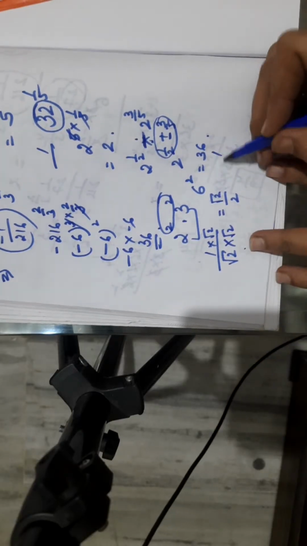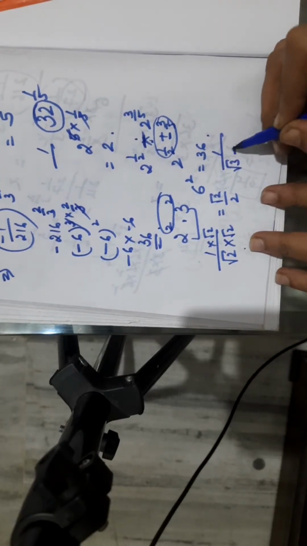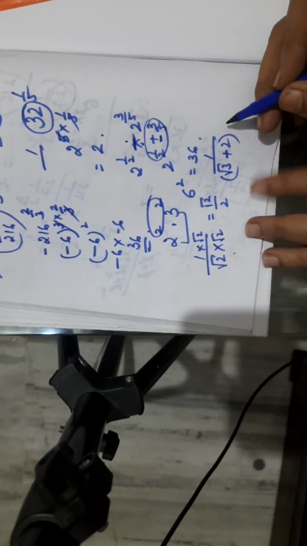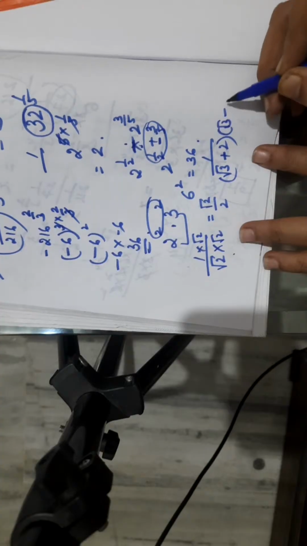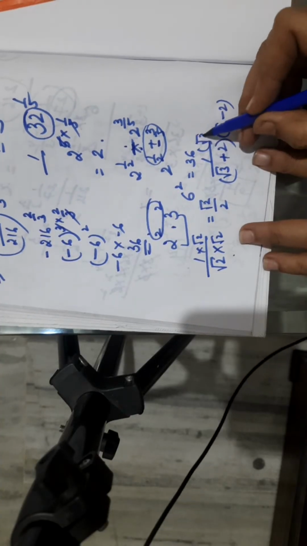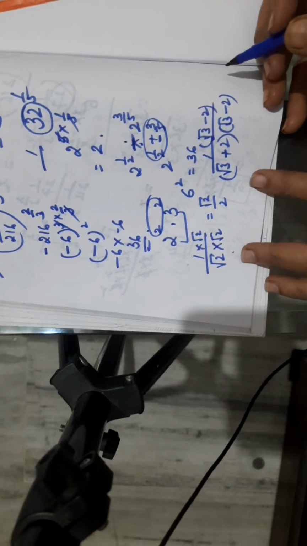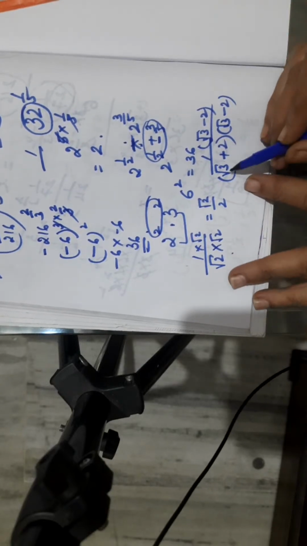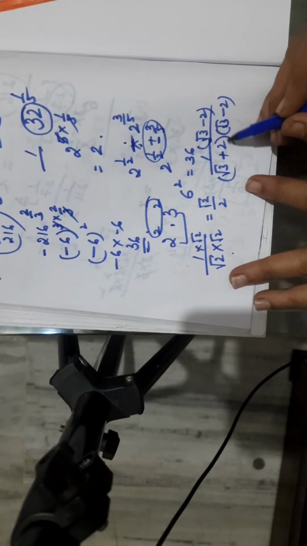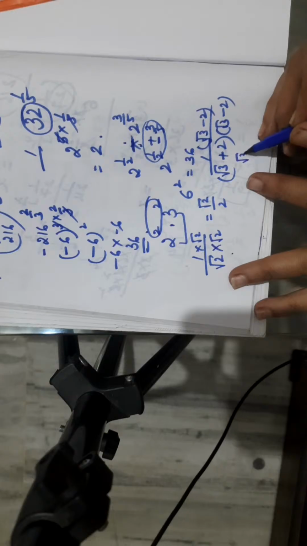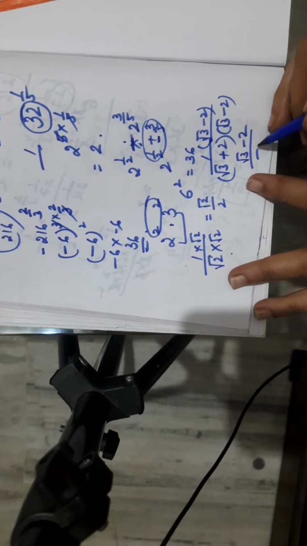If there are two numbers, like root 3 plus 2, to rationalize, we are going to take the opposite sign of that: root 3 minus 2, root 3 minus 2. Thus, it will be root 3 square is 3, 2 square is 4, 3 minus 4 is minus 1. So the answer will be root 3 minus 2 upon minus 1.